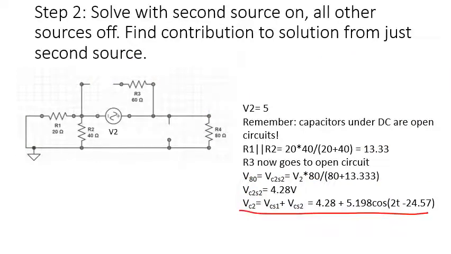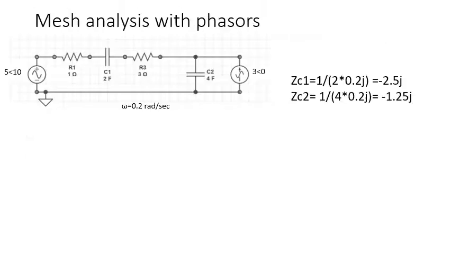So this is my answer using superposition to solve for the voltage across that capacitor due to both sources in my circuit that had different frequencies. I really have no choice but to use this technique of superposition to do this, because otherwise I don't know what frequency to use when calculating things like the impedances of my capacitors.